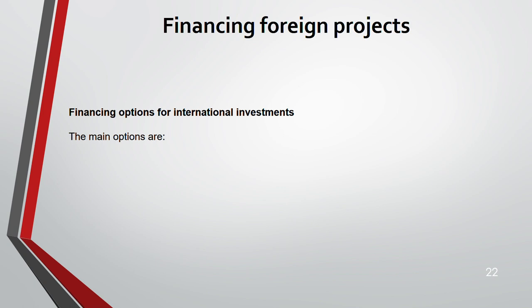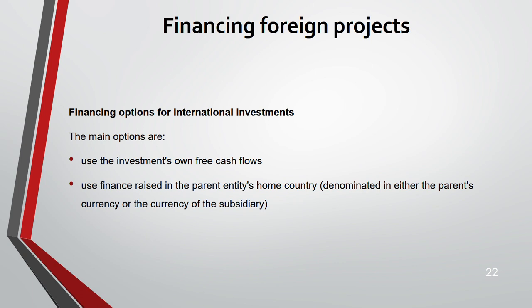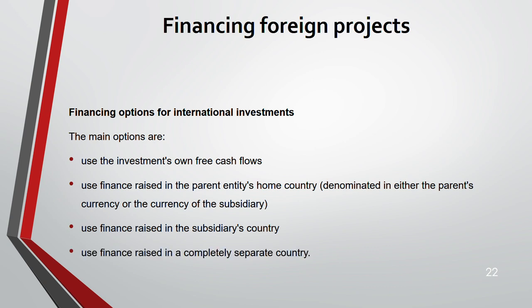So now the last part of this lecture is how do you finance the foreign projects? There are so many ways through which you can finance. These are some main options, like you can use the company's free cash flow, or finance could be raised from the parent's home country, which is denominated either in the parent's currency or the currency of the subsidiary. Or finance could be raised in the subsidiary's country. Finance could be raised in a completely separate country that is not a parent or a subsidiary country.